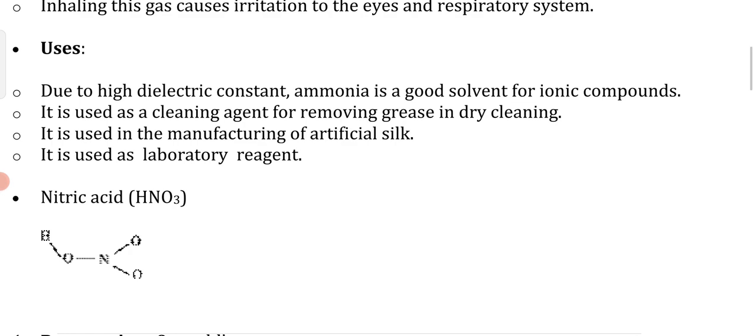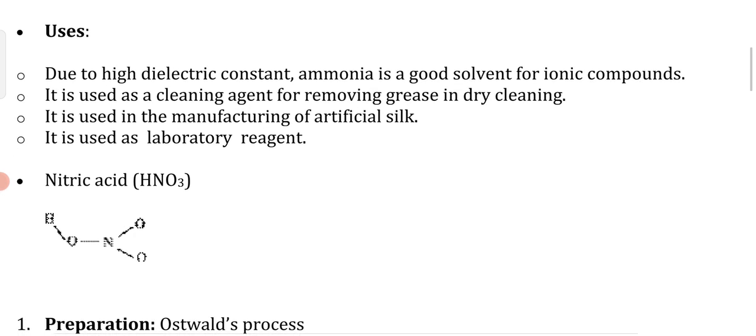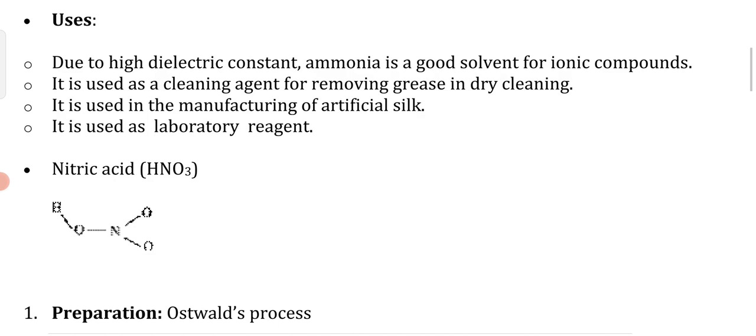The first one: due to its very high dielectric constant, ammonia is a good solvent for ionic compounds. It is used as a cleaning agent for removing gases in dry cleaning. It is used in the manufacturing of artificial silk, and it is used as a laboratory reagent. So these are the uses of ammonia.